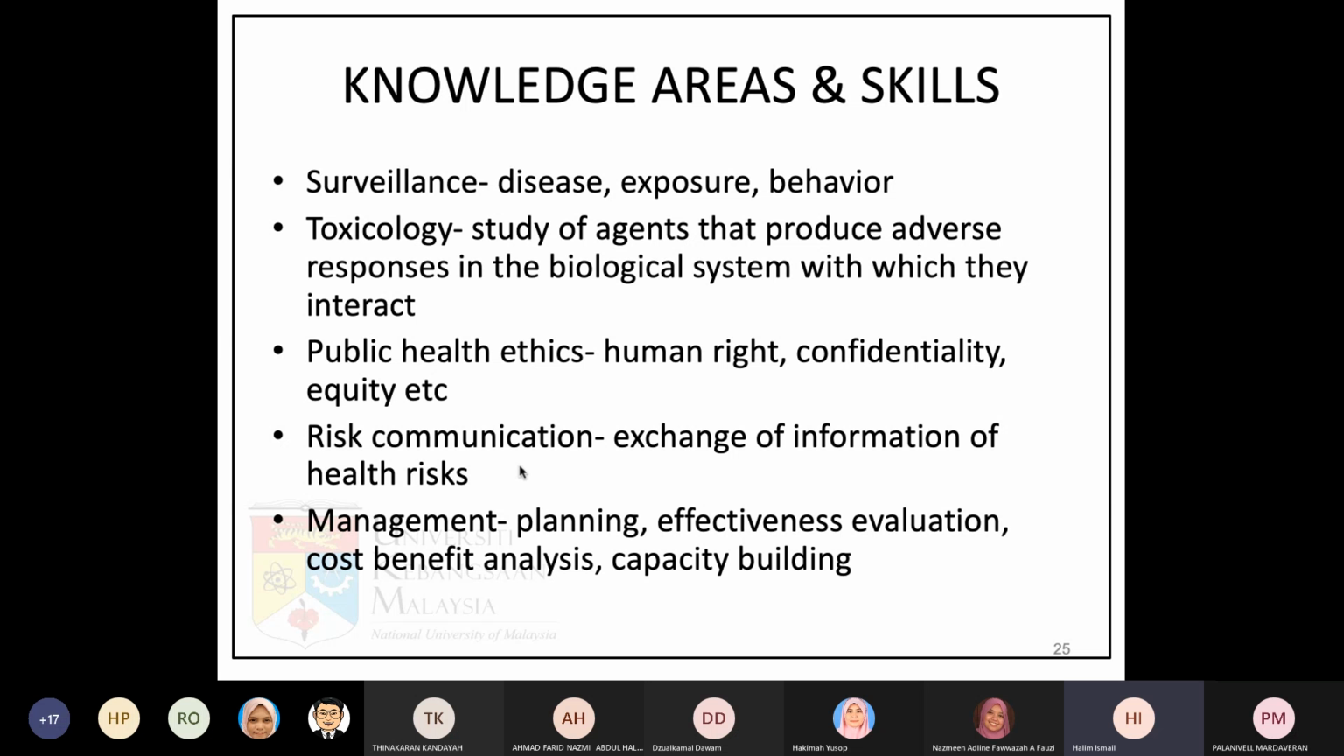Management, you need to be able to plan effective evaluation of your program. You be able to come out with cost benefit analysis, and then to ensure that you have a good building. Okay, ni semua you belajar kan bawah management kan.